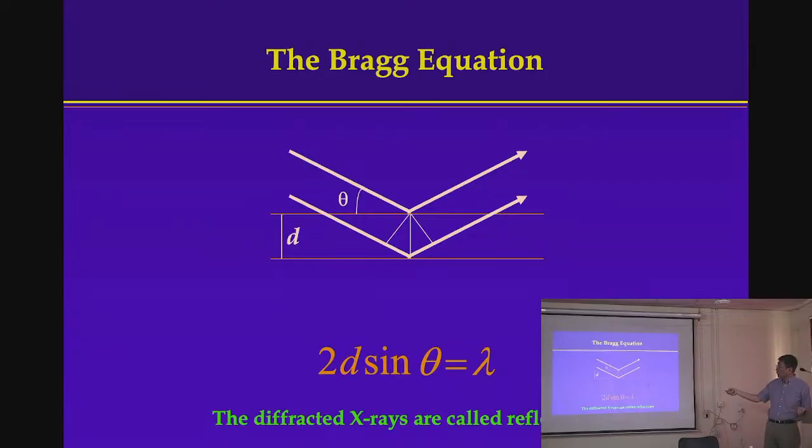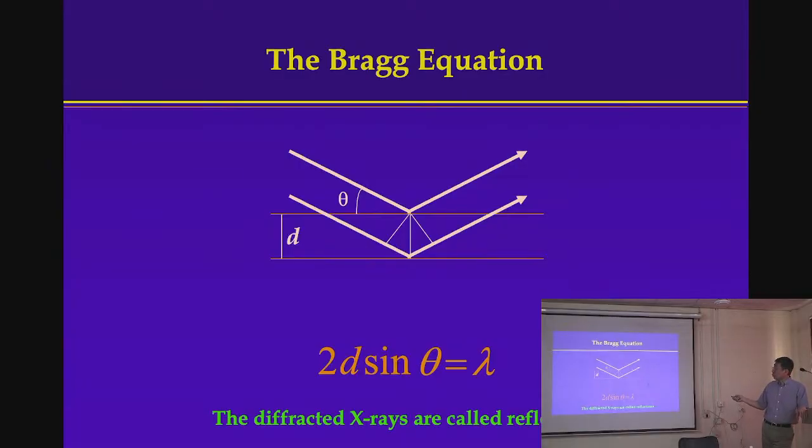But this wave travels a little bit longer than this wave. And the longer distance traveled, based on trigonometry, is 2d sine theta, assuming d is the distance between two planes. This is theta, which means this angle is theta. That's d. That means this is d sine theta, so twice of that. Do you see my derivation? Okay, homework. Anyway, so that means this wave traveled a little bit further than this wave by 2d sine theta.